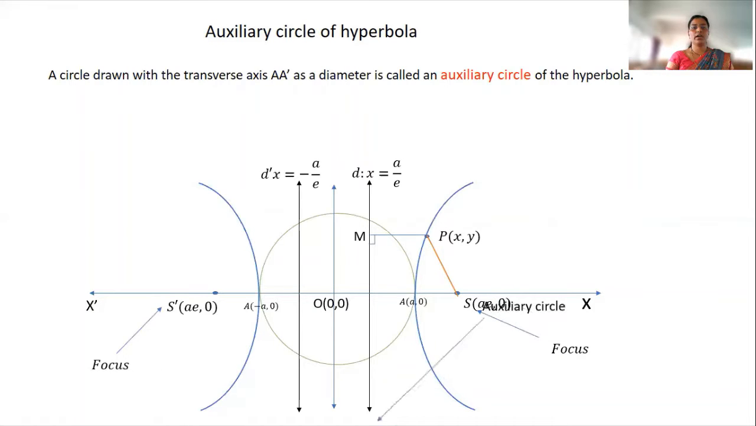S, S dash are the foci, D, D dash are the directrices, A, A dash are the vertices. Then AA dash is the diameter of this circle. Therefore, this is the auxiliary circle.